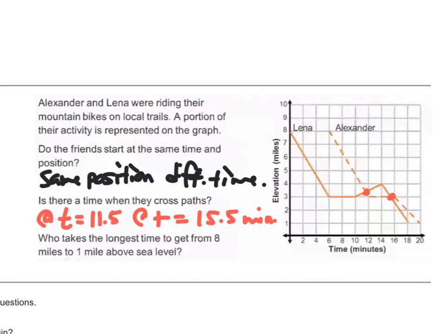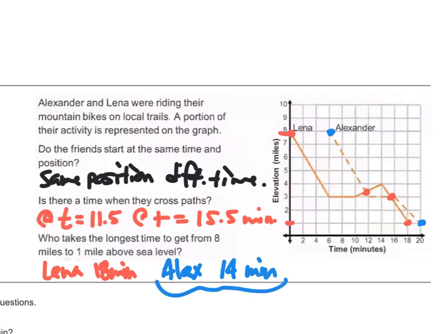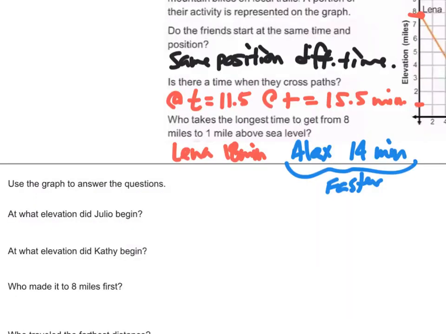Okay, now here's the deal. If we look at Lena, it takes her about 18 minutes to go from 8 miles down to 1 mile. However, think about Alexander. He starts at 6 minutes, ends at 20. So Alex is 16 minutes, or no, 14 minutes. So Alex was actually faster. Kind of interesting. Okay, let's keep moving on.